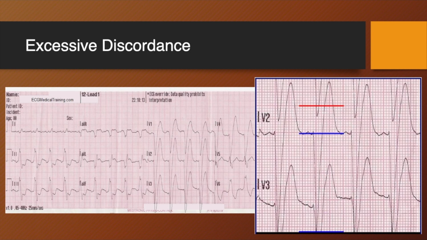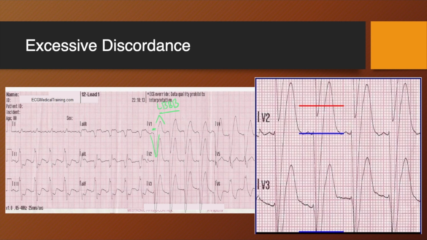All right, now let's talk about excessive discordance. So if we look at this ECG here, you see the QRS complex is wide, it's deflected downwards, so that's a left bundle branch block. So you would expect ST elevation, and so far everything looks okay, right? The QRSs are pointing down, the T waves are pointing up, everything looks discordant. Okay, fair enough. Well, let's take a look at this.